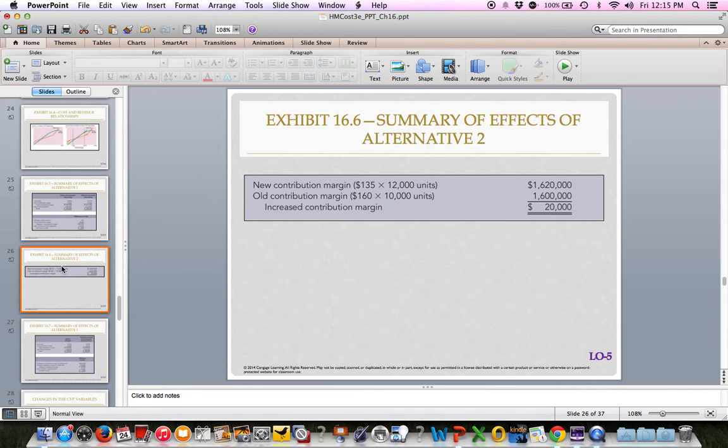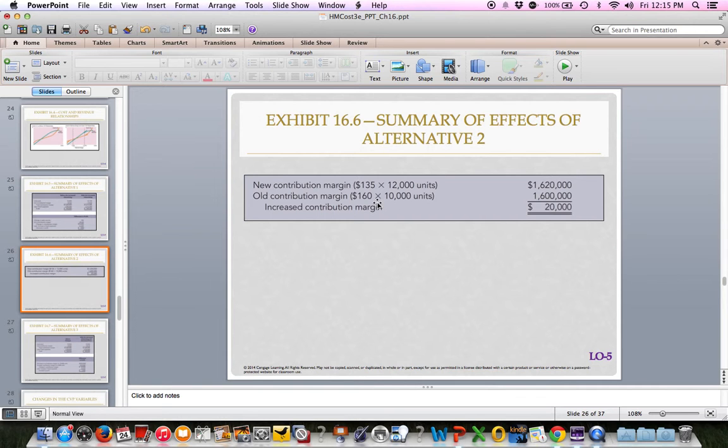Okay, alternative two, and if you recall that alternative, it was to decrease price from $400 down to $375. What they did is just say, what's my contribution margin for the two price levels? My old contribution margin was $160 per unit, which is my sales price minus my variable cost, times 10,000 units.